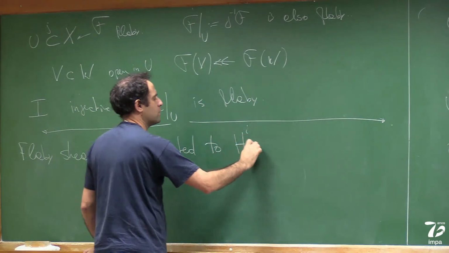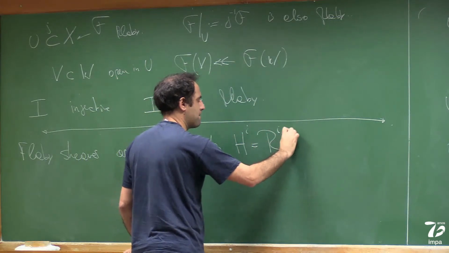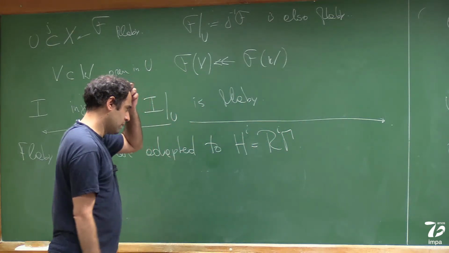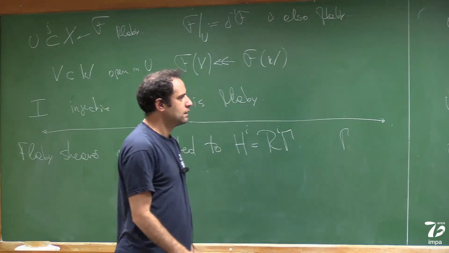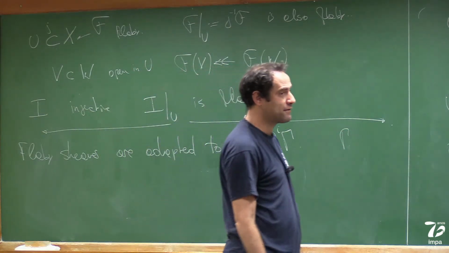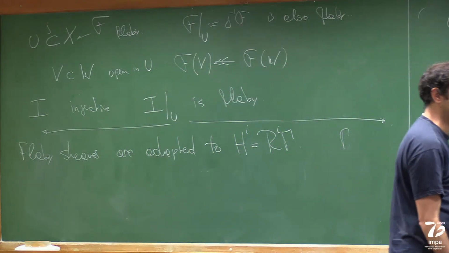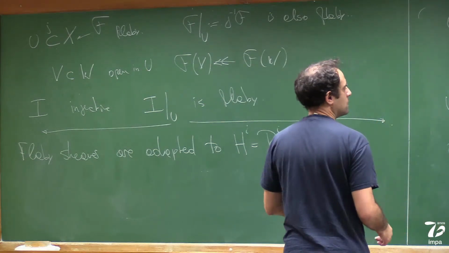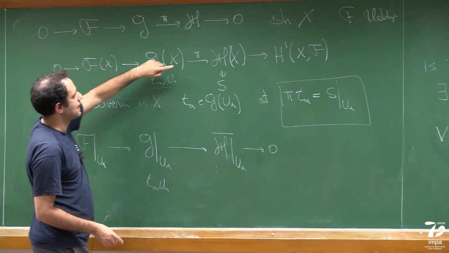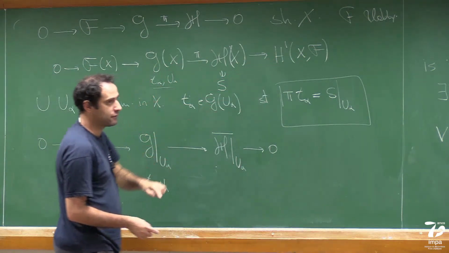To H^i, which remember was R^i Γ, or are adapted to Γ. In other words, the higher homology of a flasque sheaf is 0. We already know this for injectives. Okay, so we started here in proving that H^1 of a flasque sheaf is 0.